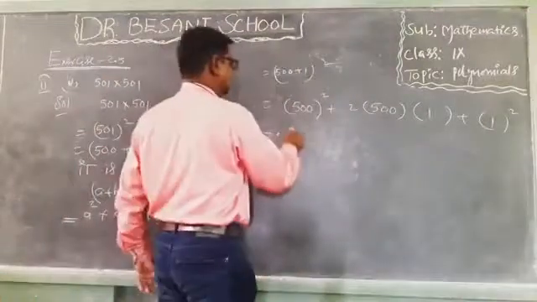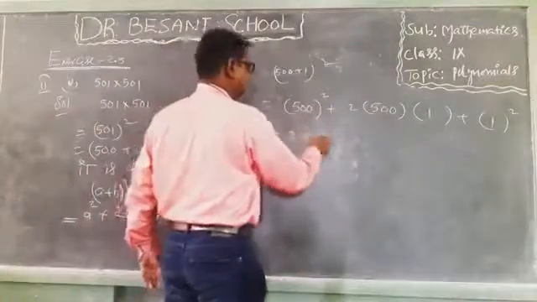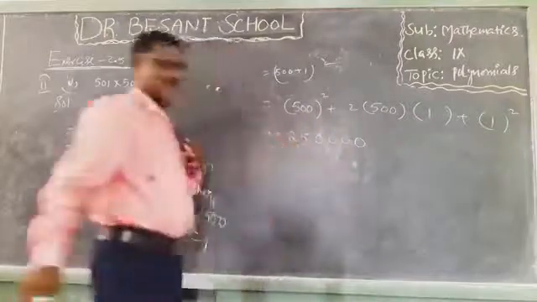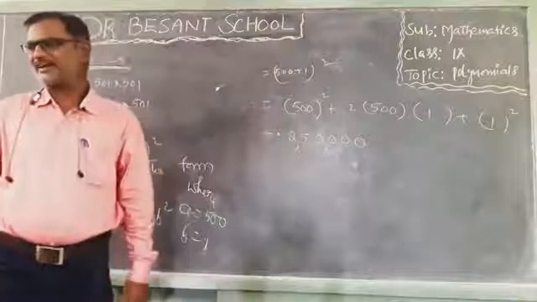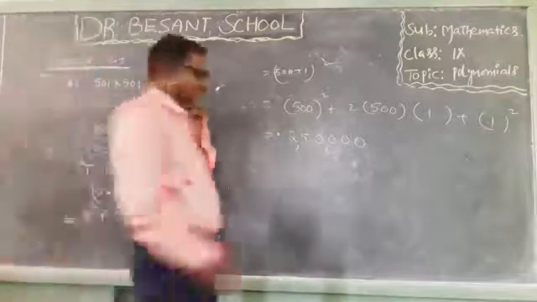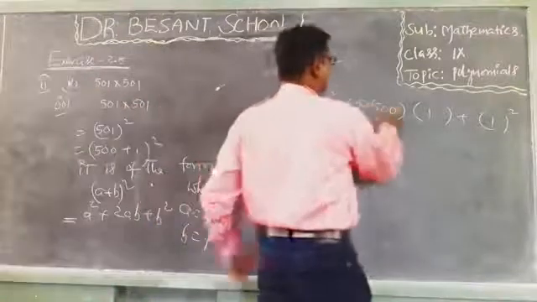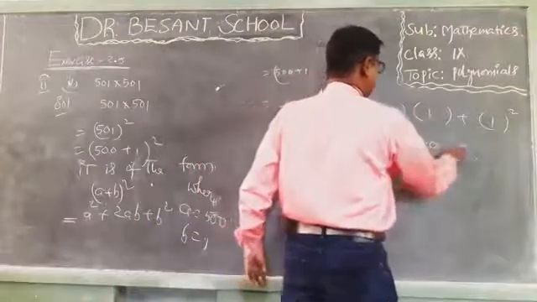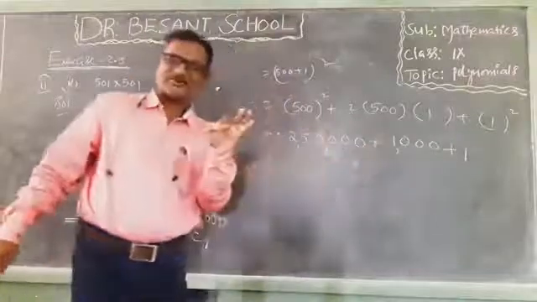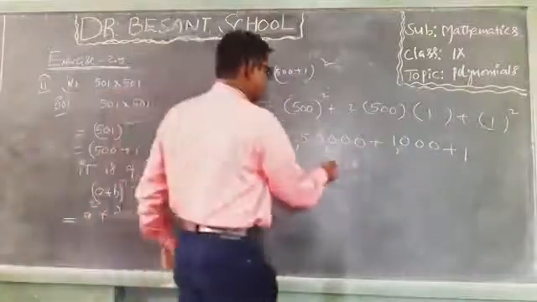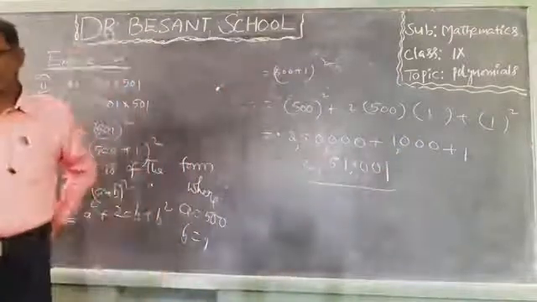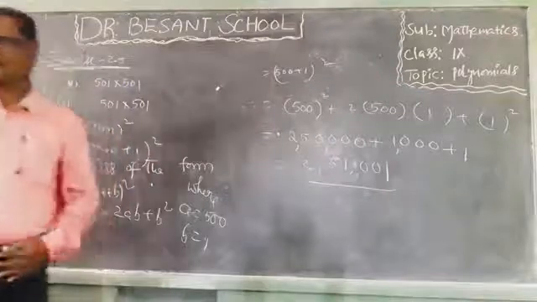So 5 square is 25. 2 zeros whole square means 4 zeros you will get. Units, tens, 100, 1000, 10,000, lakhs. 2 lakhs 50,000 is the value of 500 whole square. Means 500 into 500 you multiply, you get 2 lakhs 50,000. Plus 2 into 500 is 1,000, 1,000 into 1 is 1,000. Plus this is 1. 2 lakhs 50,000 plus 1,000 is 2 lakhs 51,000, plus 1 is 2 lakhs 51,001. Did you understand, children? Yes.